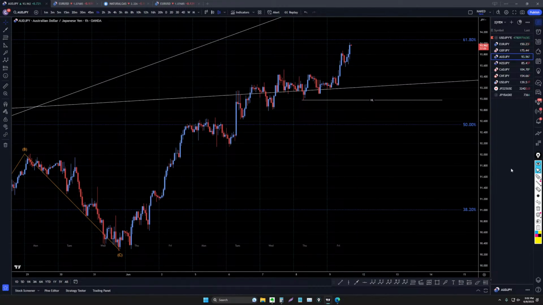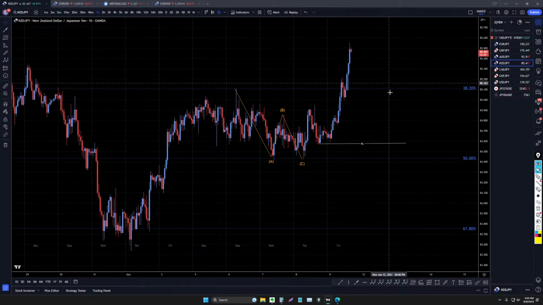Aussie Kiwi is still going up strong. Definitely no reason to think that this is over. Still looking for longs in an uptrend for sure. ABC down, go long. Just rinse and repeat. Look at that Kiwi.